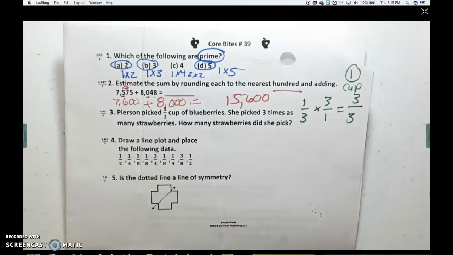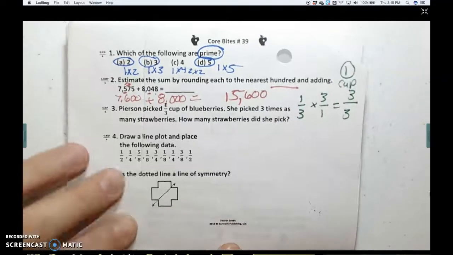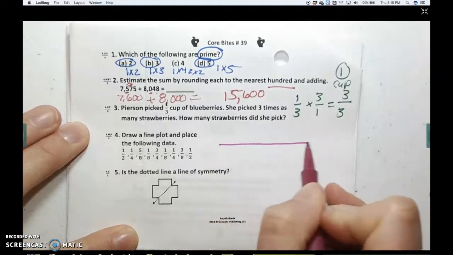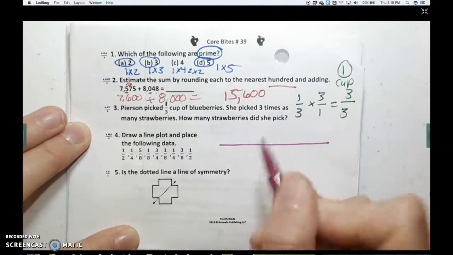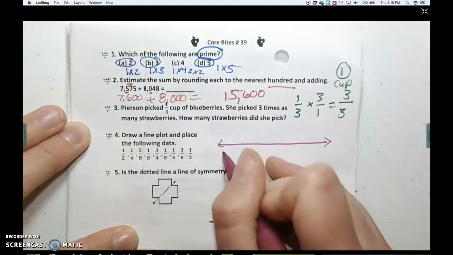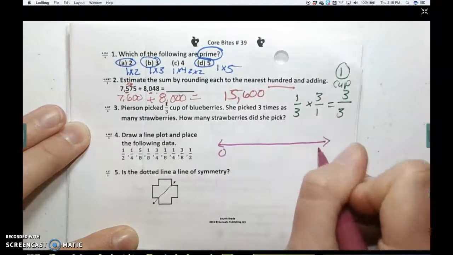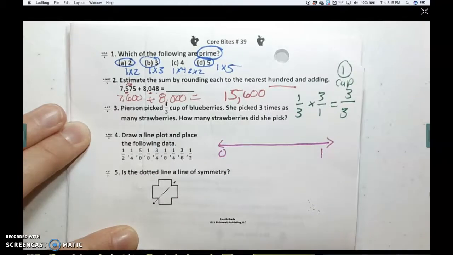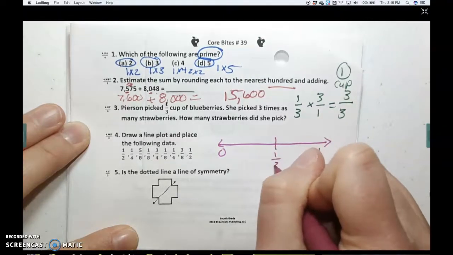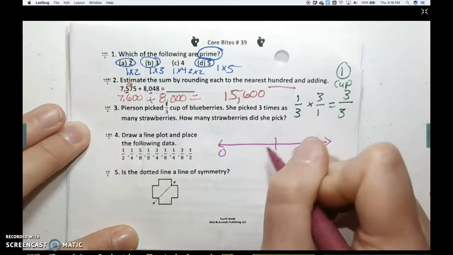For number 4, it asks about the line plot. So for this one, you need to draw your line. If you have a ruler, great. If you don't, do the best you can. Just be careful. And so you always know, look at your numbers. We're starting at 0, going to the whole number 1. And then you just try to line them up between that. So of course, halfway would be 1/2, and then go backwards.